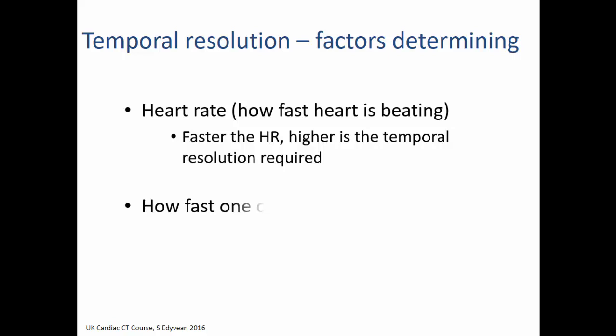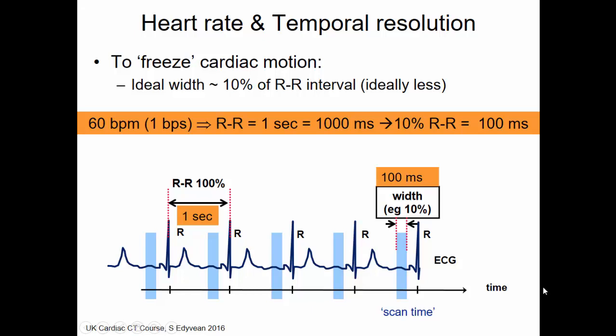So if we look at a 60 beats per minute standard heart cycle, and look at your R to R of 1 second, what I've picked up, and I could be quite shouted down over this, is that early papers basically said you're ideally looking at getting about 10% of your R to R interval for scanning. So if you're at 60 beats per minute, you're looking for 10% of that, which is 100 milliseconds.